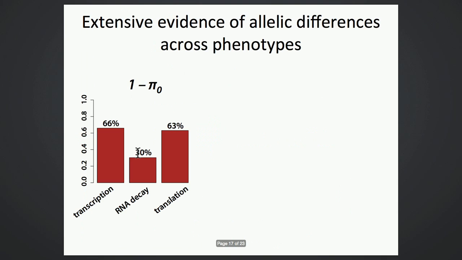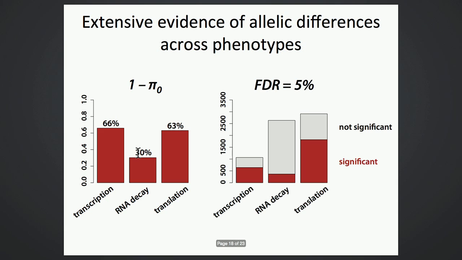Okay, next slide, please. In analyzing the data across the genome for all the genes that I had high enough coverage of, we find extensive evidence of allelic differences in these three phenotypes. 1 minus pi 0 is the inferred number of genes that show significant differences in the phenotypes. So about 2/3 of the genes show differences in transcription and translation rate, and about 1/3 show allelic differences in RNA decay rate.